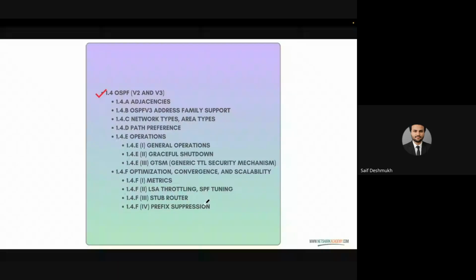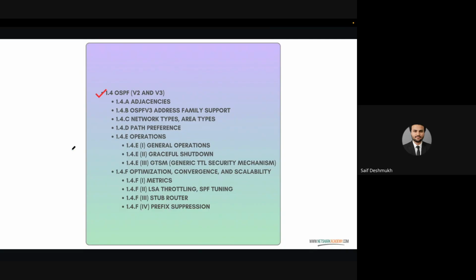So that's what we covered, adjacencies. Anybody have any questions? Anyone? No, I'm okay. Rick? No. Bernard? Okay, if you guys have any questions, please do let me know.